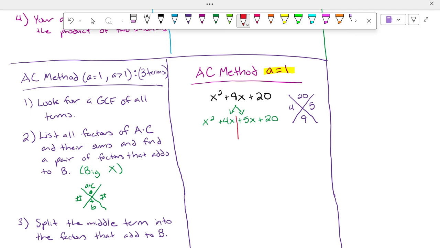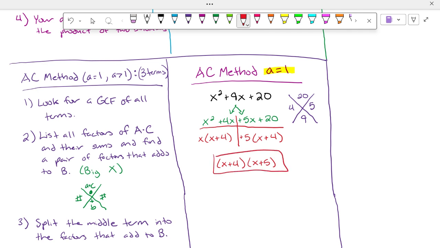And then we solve by grouping. So x times x plus 4 plus 5 times x plus 4. So if I take out my GCF of x plus 4, this would be x plus 4 with an x plus 5 left over. Now, that was when my a value was equal to 1.